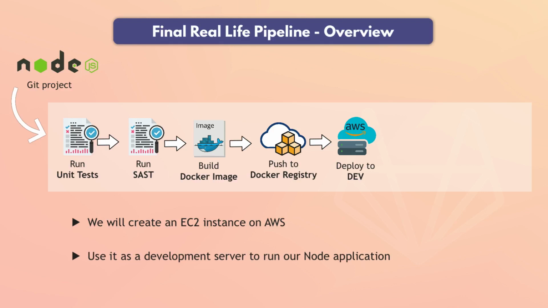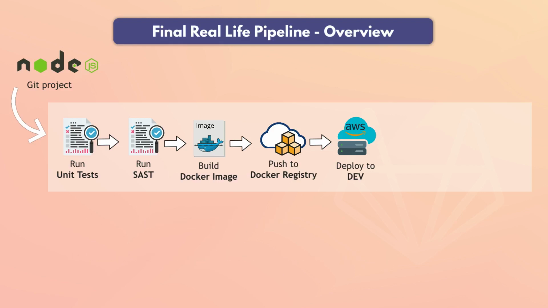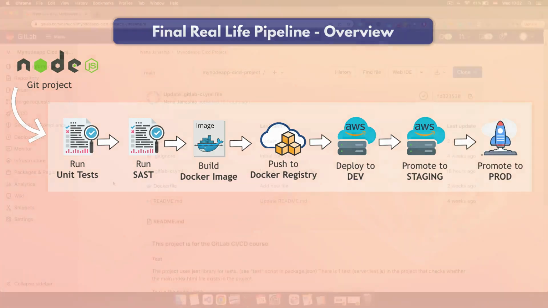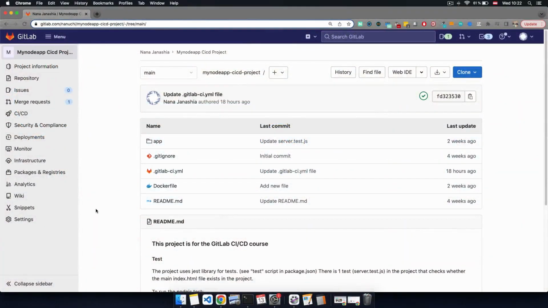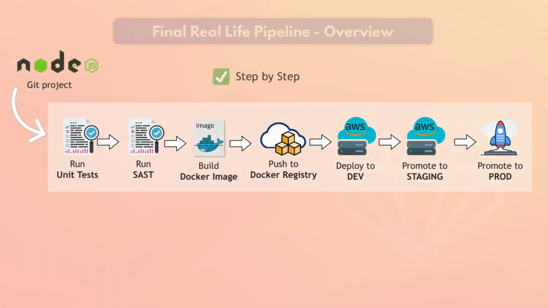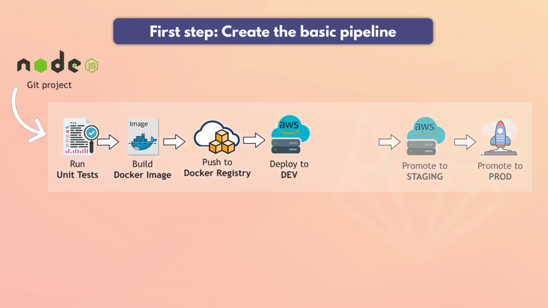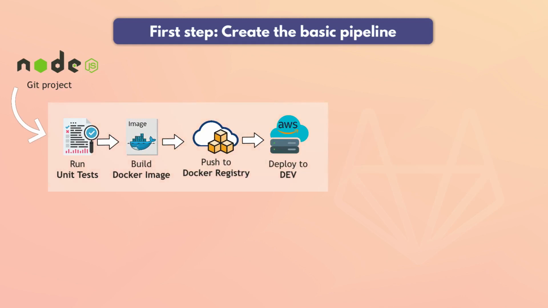Once we have the image running on the development server, we're going to see how to promote a new application version to staging or test environment and then to production environment. So we're going to build this whole automated CI/CD pipeline with all these steps for this Node.js application. But we're going to do that step by step. In this chapter, we're going to start with the basic version of that pipeline. This is going to include running unit tests, building and pushing the Docker image, and deploying that image to a development server. So that's going to be our first main structure.